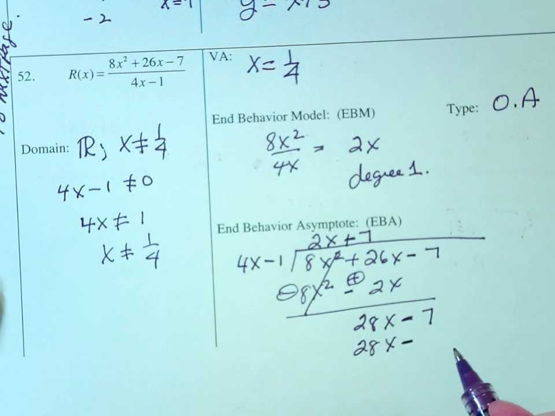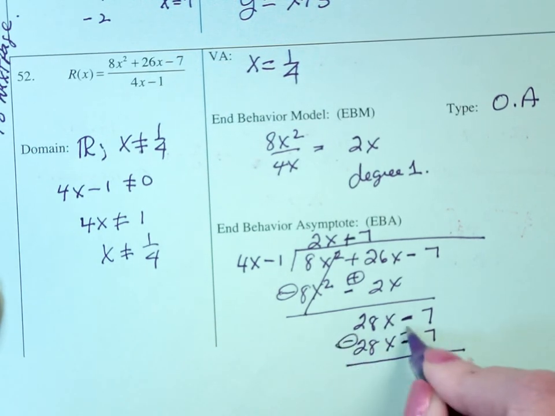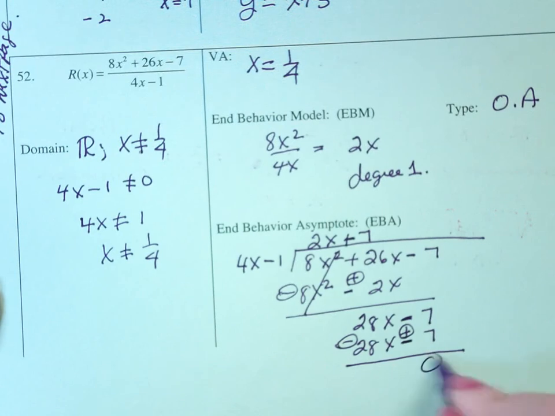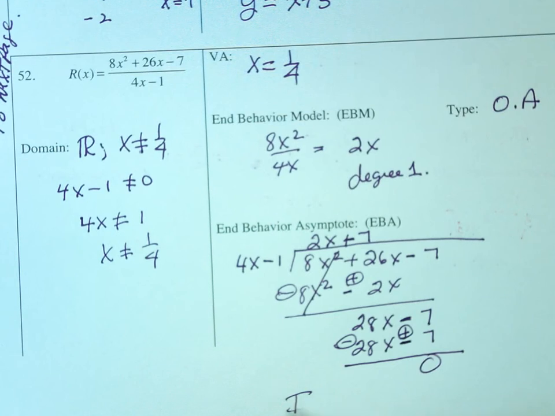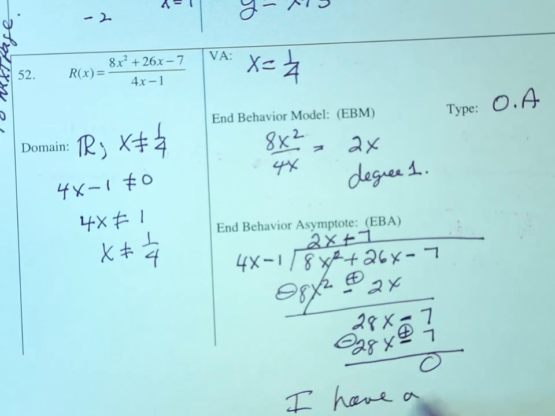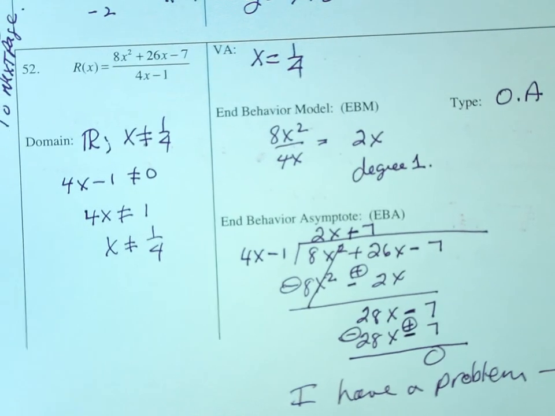Uh-oh. And in this case, I have a problem. And you say, well, why? The remainder is 0. Well, your OA is 2x plus 7. Well, yeah. That's not what the problem is going to end up being. What the problem is going to end up being is this guy doesn't have a VA.